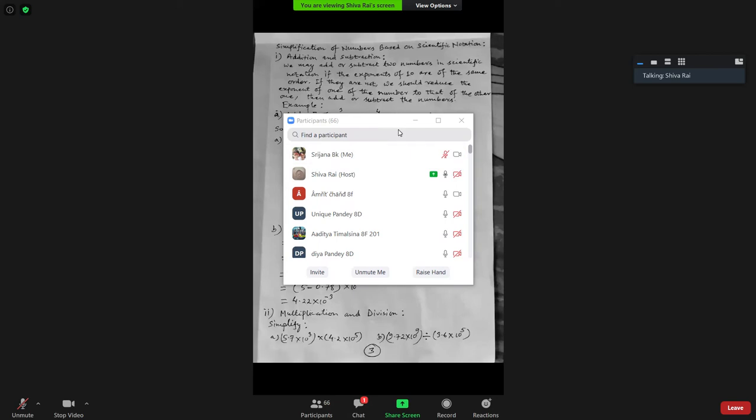But it is not in scientific notation. Now after this you change into the scientific notation. We are near the final step. Here 92 is more than 10, so it must be less than 10.